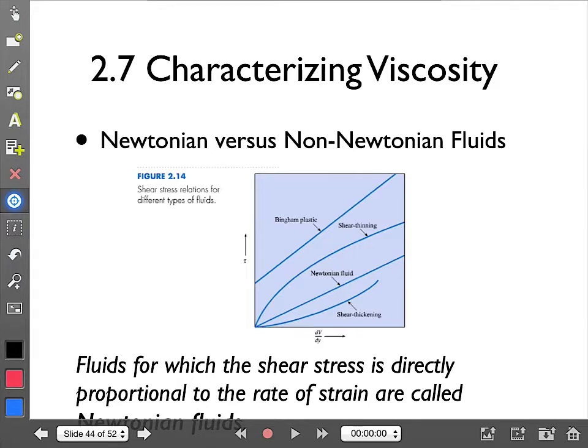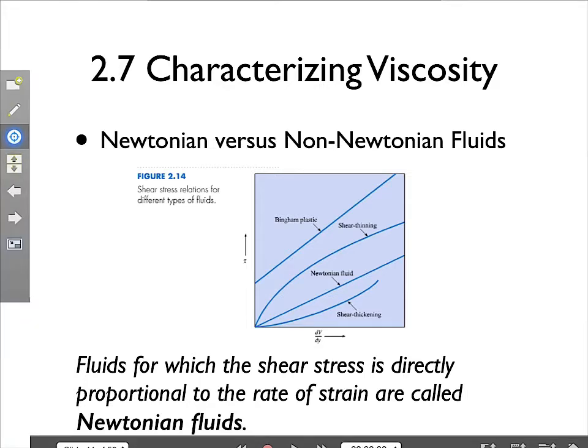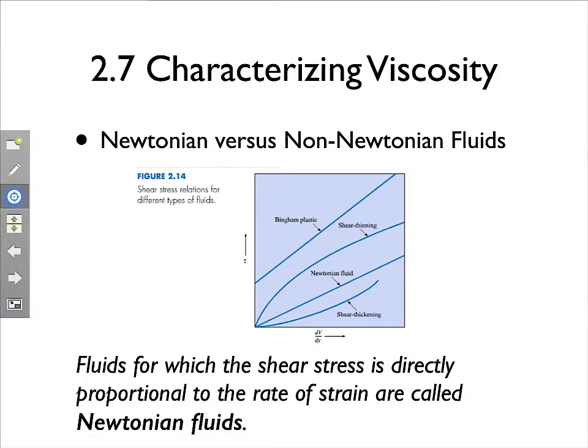So I think this is the last thing that I want to talk about before we move on to talking about surface tension. But this will be it for this lecture. And I wanted to mention what a Newtonian versus a non-Newtonian fluid is. In this case, this line right here goes through zero, the point (0, 0). This is the rate of shear strain, and this is the shear stress.